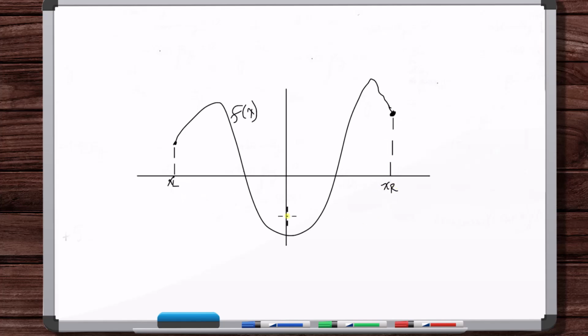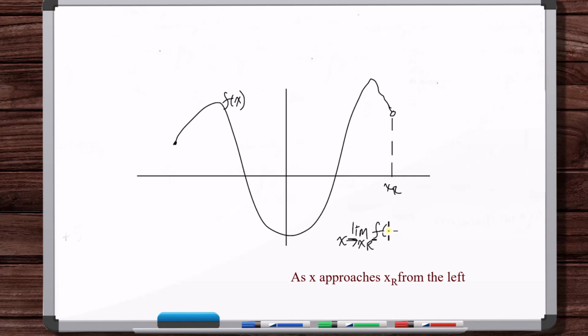f of xl, f of xr. Okay, but what if one of the ends is open, one or both of the ends is open? Well, you can think about it this way. You could take the limit, if this is x r, as x approaches xr of f of x. That's just one way you could look at it.